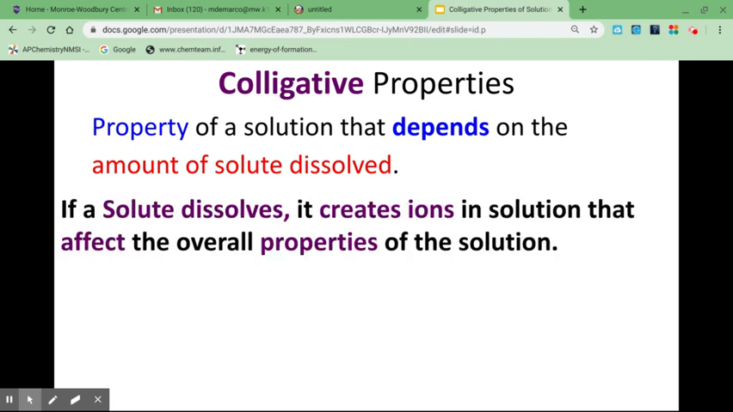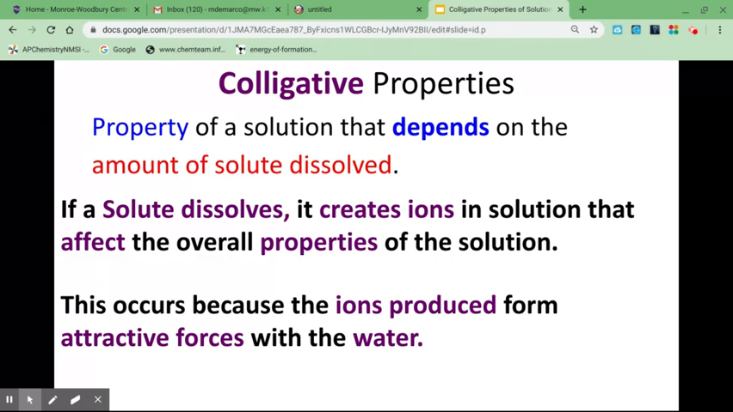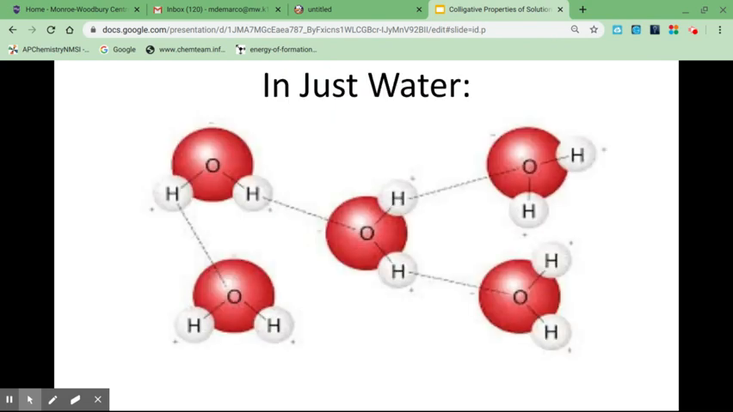Now, why does this happen? When the solute dissolves, it creates ions. When these ions go into solution, it affects the overall property. And I'll diagram that out for you in a few minutes. The reason why this happens, when those ions go into the water, they interrupt the attractive forces that are occurring between the water molecules.